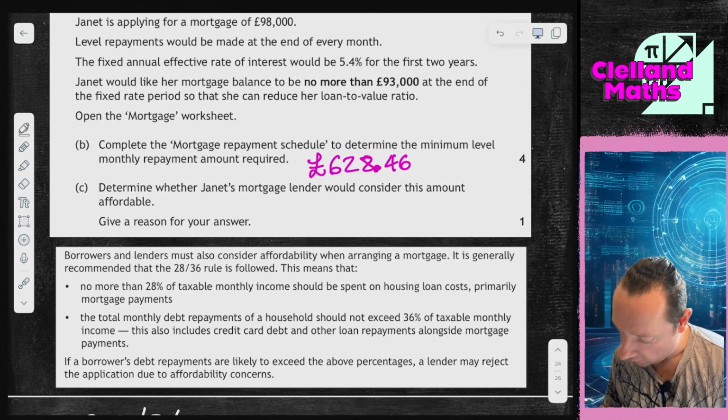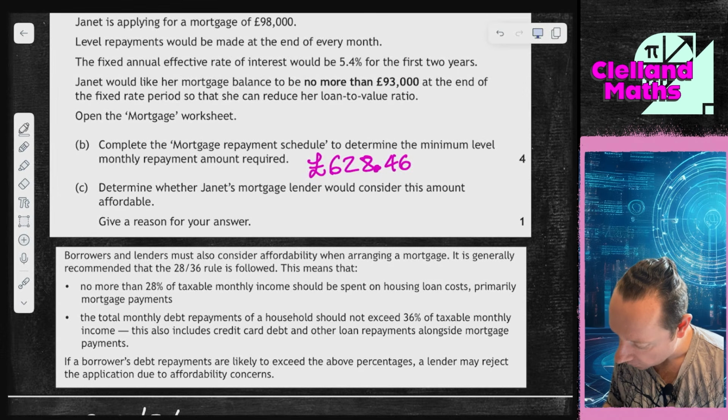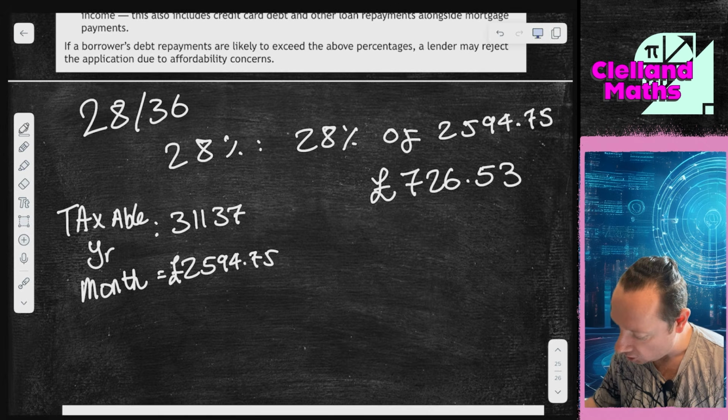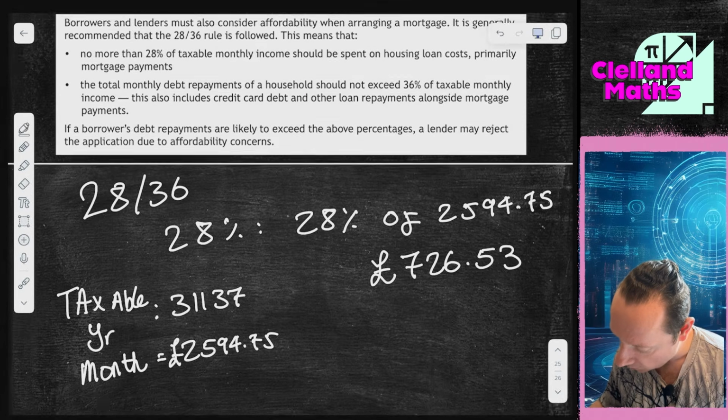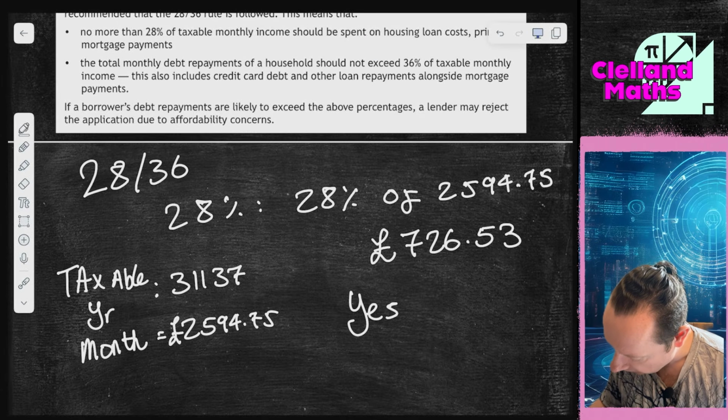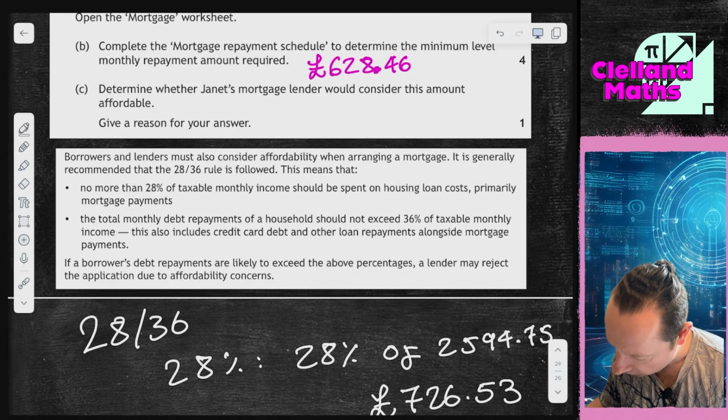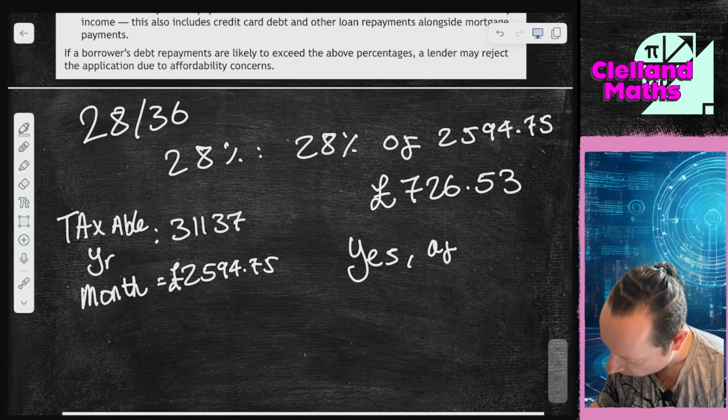£726.53, but we just worked out that we need to complete the mortgage. The minimum level she needs to pay is 628. So she's got up to 726.53. So is it affordable? Yes, affordable.